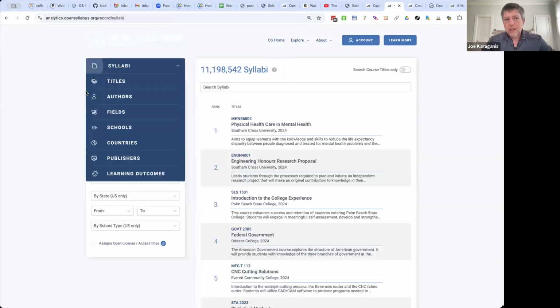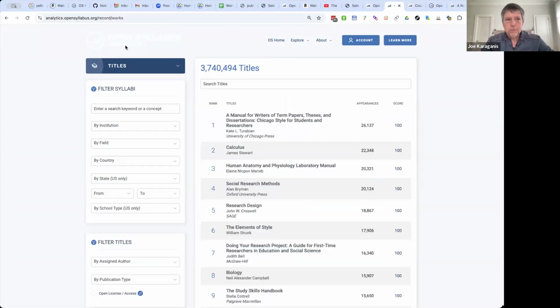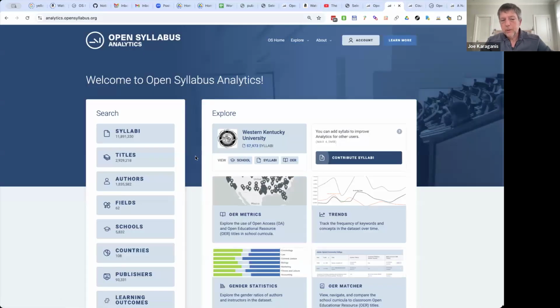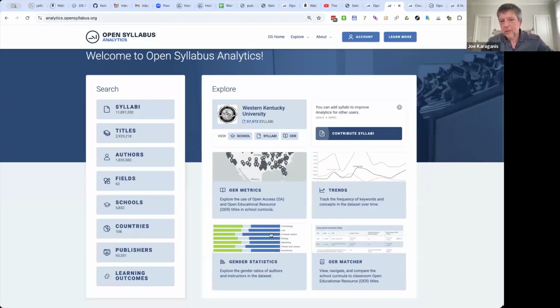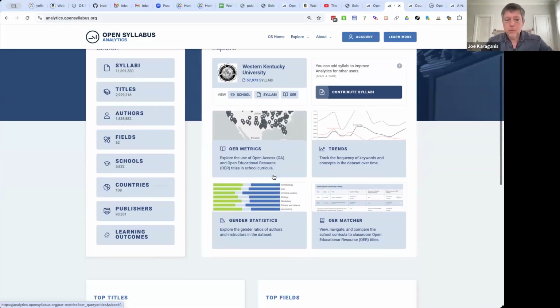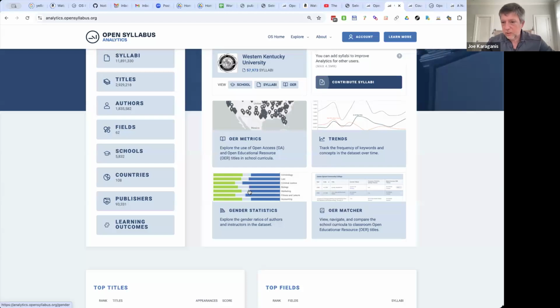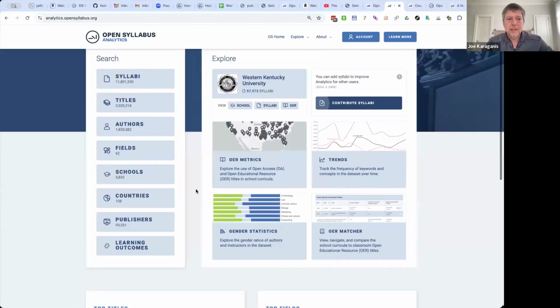And then there are just lots of ways of working with the material through these different verticals. And again, I would encourage you to play with it yourselves. We have other tools for doing things like mapping the demand for open titles, which of course is a priority at many schools and in some state systems. We trace gender statistics across the platform.